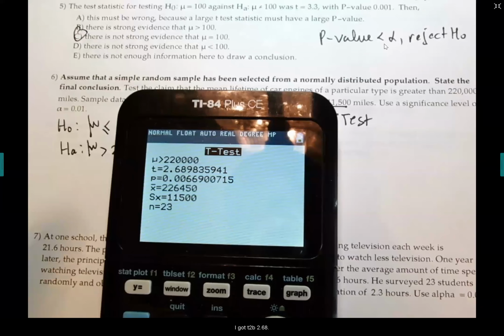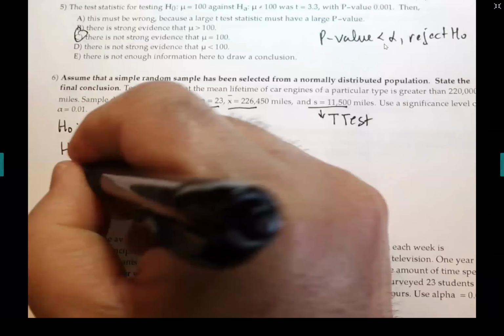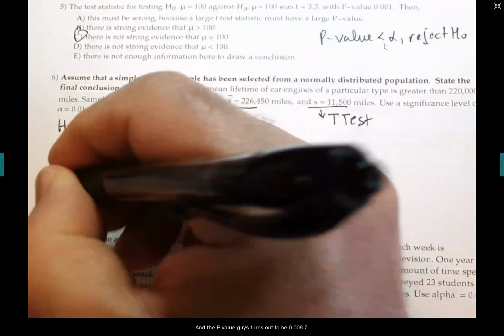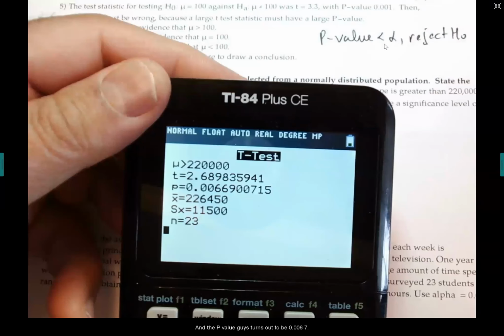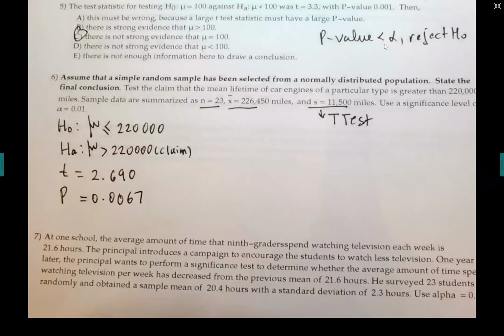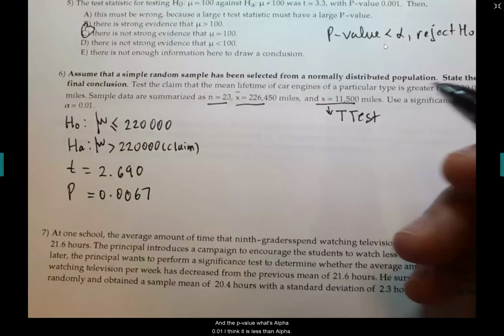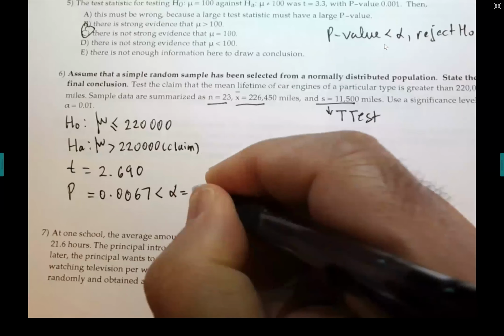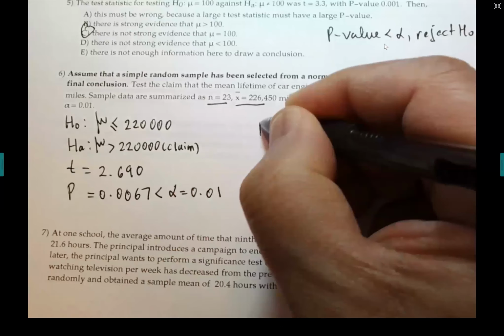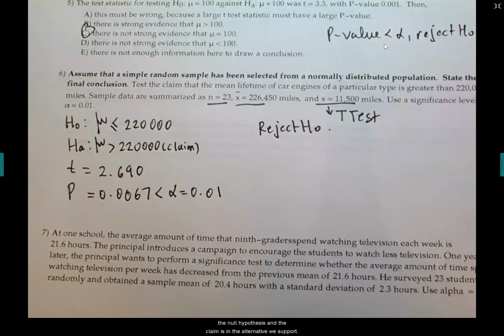So I got T to be 2.69. And the p-value, guys, turns out to be 0.0067. And that's what I have. And the p-value, what's alpha? 0.01. I think it is less than alpha. So we end up what? Rejecting H0, the null hypothesis. And if we reject the null hypothesis and the claim is in the alternative, we support the claim.